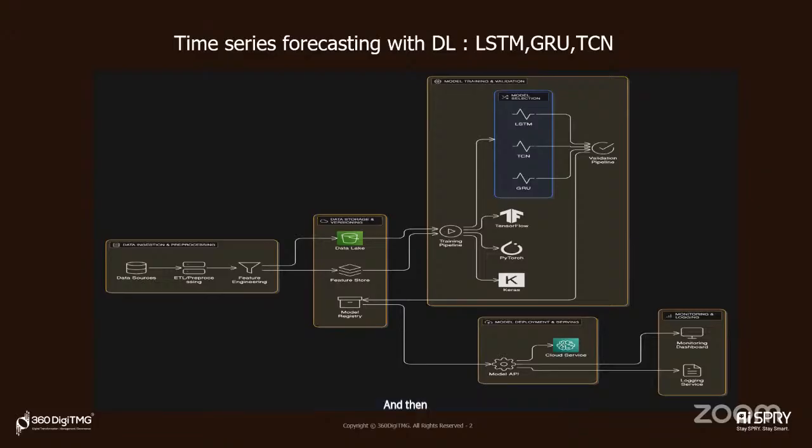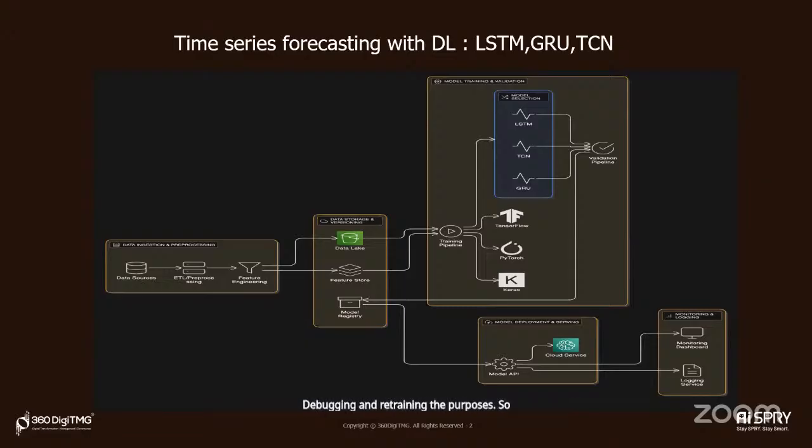Then at the end, we have our monitoring and logging phase. Post deployment, we need to track the model's performance on the production side. The monitoring dashboard visualizes model metrics like accuracy, drift, or request volume. The logging service records all the requests and predictions for auditing, debugging, and retraining purposes.